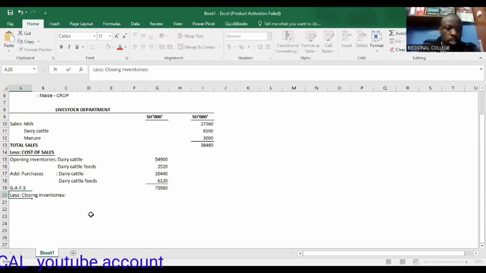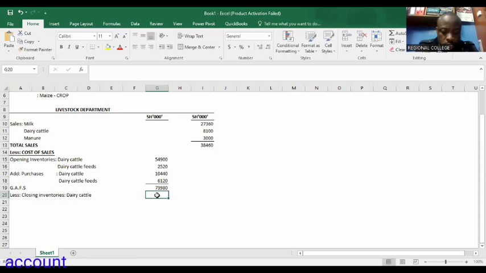So that one, you always check the additional information. Additional information number 1: inventory as of 31st October, the closing day of the period. Dairy cattle of how much? 54,000.